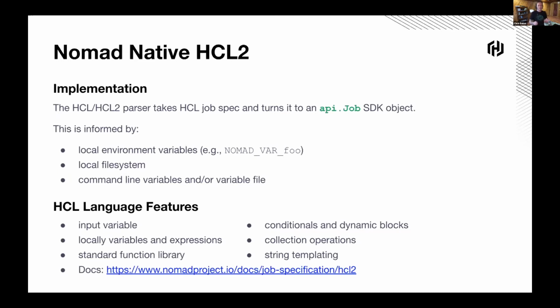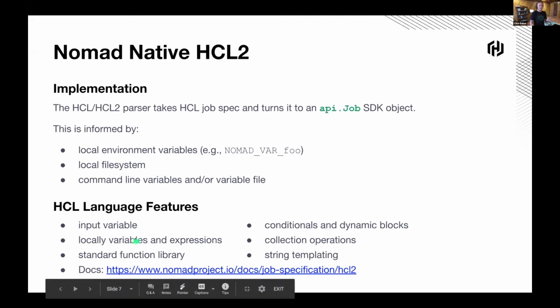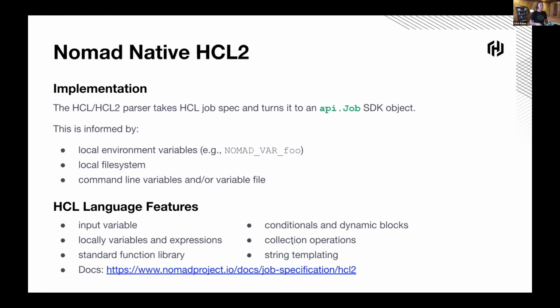So there's a lot of different features that are going to come with HCL2. The input variables, local variables inside of the template that you can compute using the different expressions, a standard function library. There's conditionals, there's dynamic blocks like I showed earlier, and I'll give another example later. And then operations on collections, maps, sets, lists, and then just general basic string templating as well. So if you look at the documentation for the job specification, we have a whole section on what's possible with HCL2.